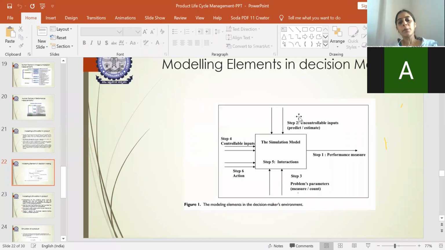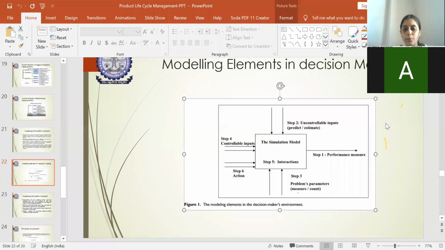Right, so this will be segregated as uncontrollable inputs which are there in a particular product, and controllable inputs will be segregated in step 4. And then after uncontrollable inputs, you have to measure the problem parameters. You have to measure the problems associated with the uncontrollable inputs and estimate how the problem could be overcome. Okay, for that the parameters will be varied.